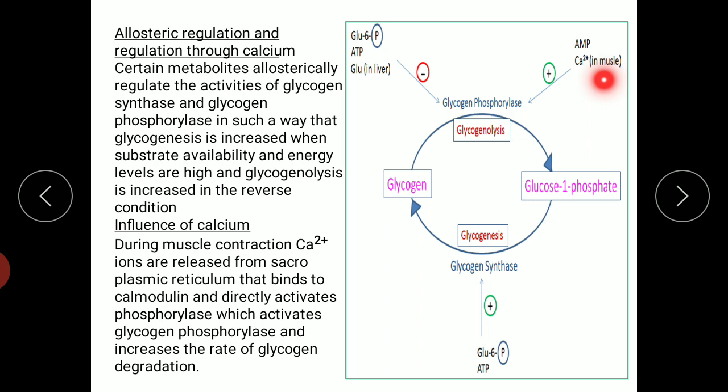Please see a correction in the spelling of muscle. A C is missing there. Please correct it.